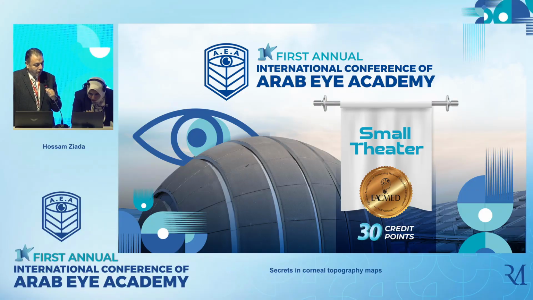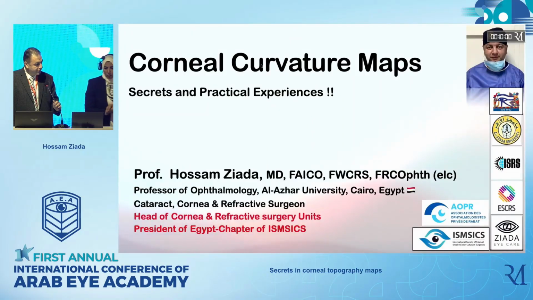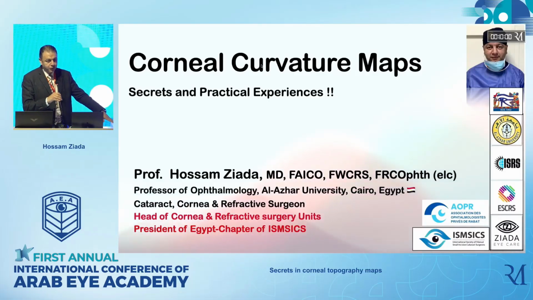and I will focus on the secrets in the topographic maps and the posterior curvature map as well, because it's now more important than the anterior curvature map. The posterior curvature map is a very sensitive map regarding the early detection of keratoconus, because keratoconus is a posterior disease, not an anterior disease. So the curvature map posteriorly will change very, very early compared to the anterior one.